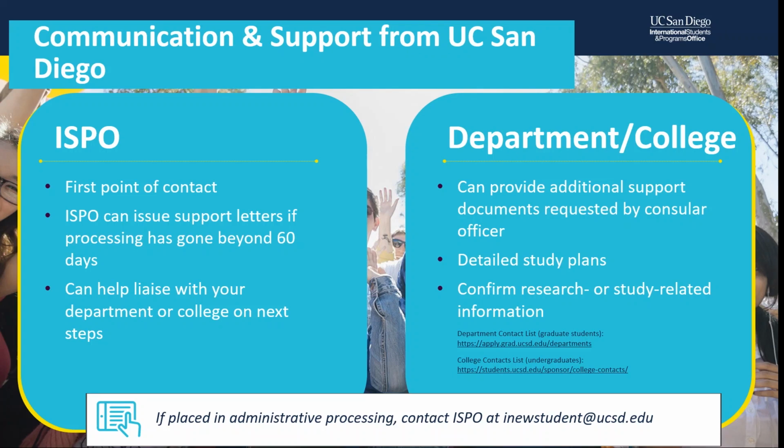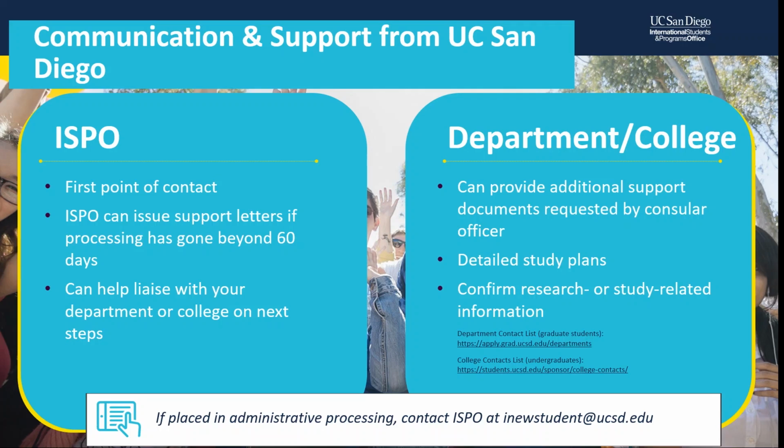If your application has been placed under administrative processing, it's important that you communicate with two offices. The first, ISPO, and the second, your department, or college if you are an undergraduate student. We can provide supporting documentation during this time by providing additional documents requested by the embassy or consulate, and we can also advocate for you.